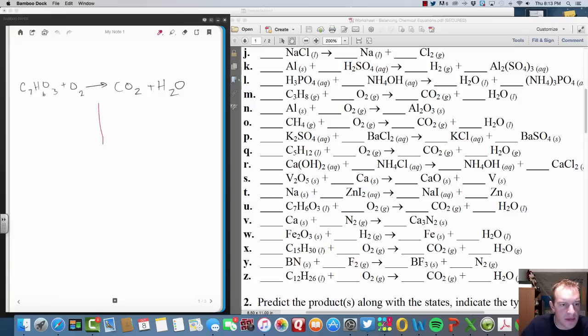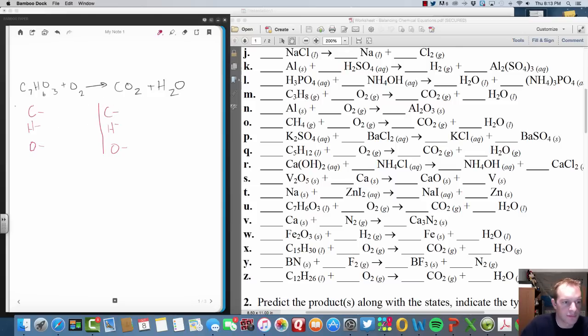The easiest way to balance these is to create our inventory and to understand that we're going to balance them in the order of carbon, hydrogen, and oxygen. If we balance it carbon, hydrogen, oxygen in that order, it's going to help us keep things in order and keep things organized as we work our way through.